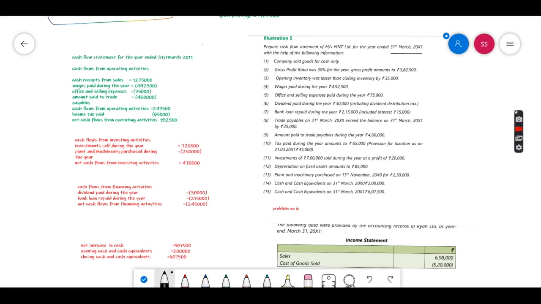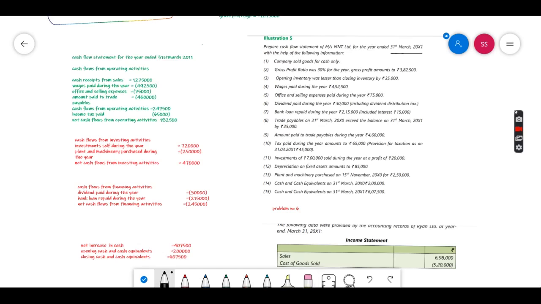But as we discussed in the previous lecture, if they give a net profit or any information related to the net profit, then use the indirect method, right? So here in this question, there is no net profit, so you cannot find out net profit very easily. So it's better to deal with this problem with the direct method. So let's solve this problem by using the direct method. Cash flow statement for the year ended 31st March 2011.